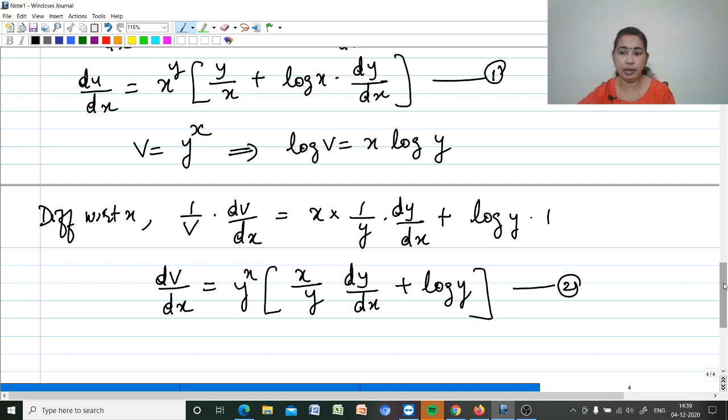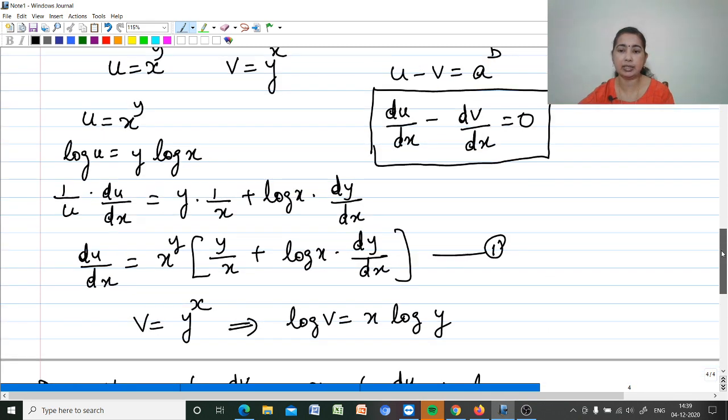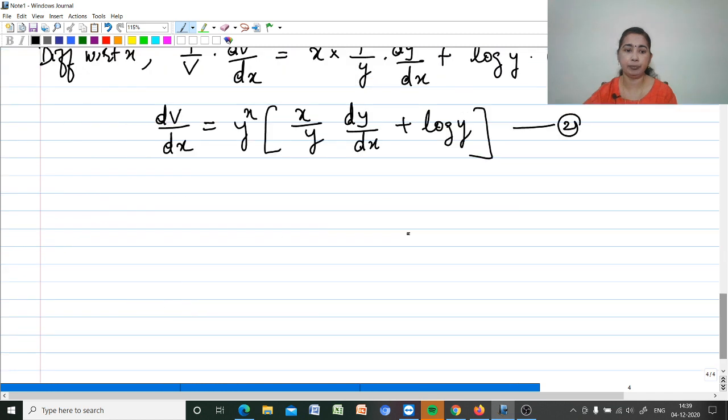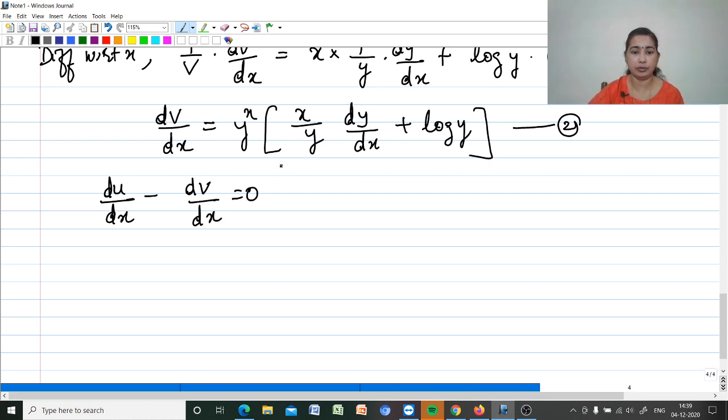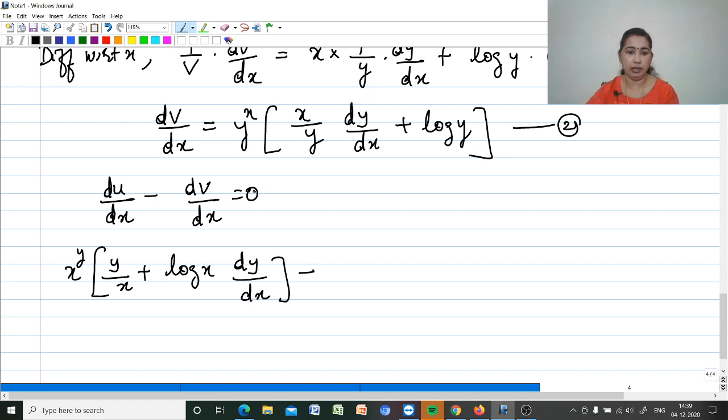Now, we have an equation here: du by dx minus dv by dx equal to 0. We can substitute in that. Instead of du by dx, we have got earlier x raised to y into y by x plus log x into dy by dx, minus dv by dx, which is y raised to x into x by y into dy by dx plus log y.